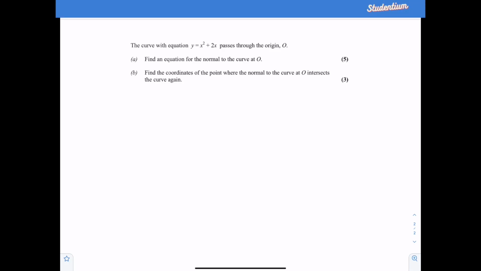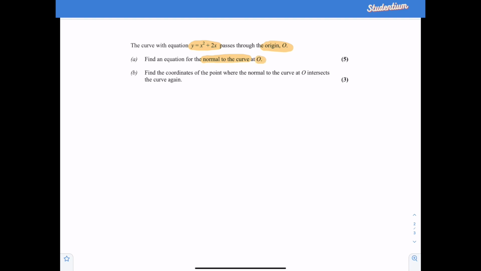Hiya, so today we're going to have a look at some exam questions all about finding the equation of a tangent or a normal to a curve. So let's have a look at this question here. We're told that the curve has equation y equals x squared plus 2x and it passes through the origin. And we're asked to find an equation for the normal to that curve at the origin.